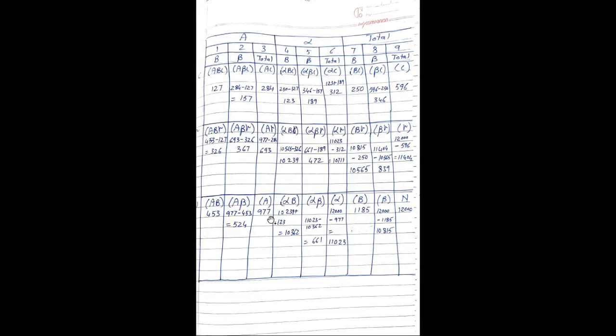Then we are given value of B total, which is nothing but 1185. We are given C total as 596. We are given AB total as 453. We are given BC total as 250. We are given AC total as 284. And we are given ABC total as 127. So write down all the values which are given in the problem statement. Fill in the blanks. Now we will see the relationship between the columns. And accordingly we add or subtract to get the numbers.